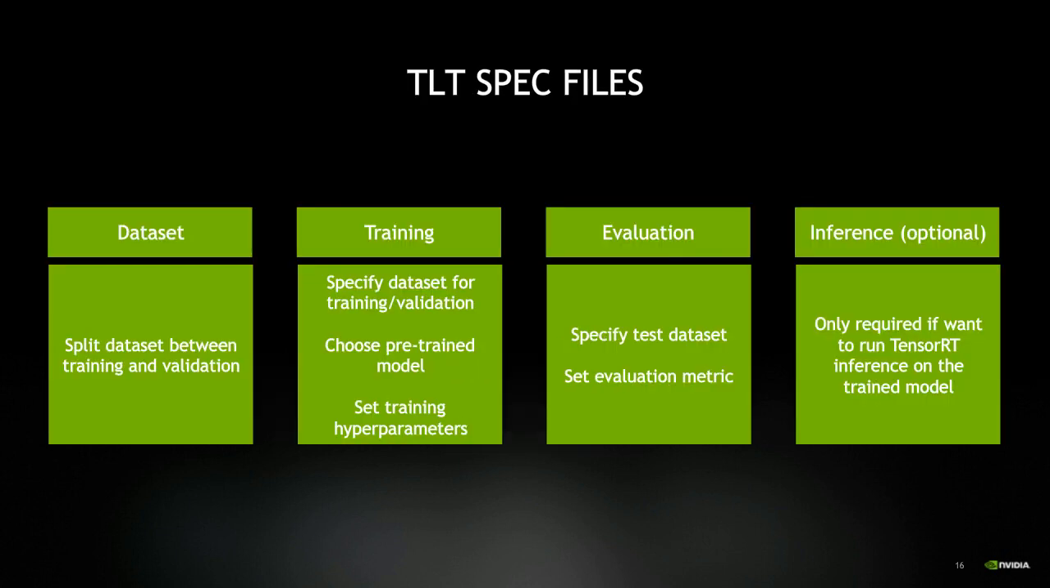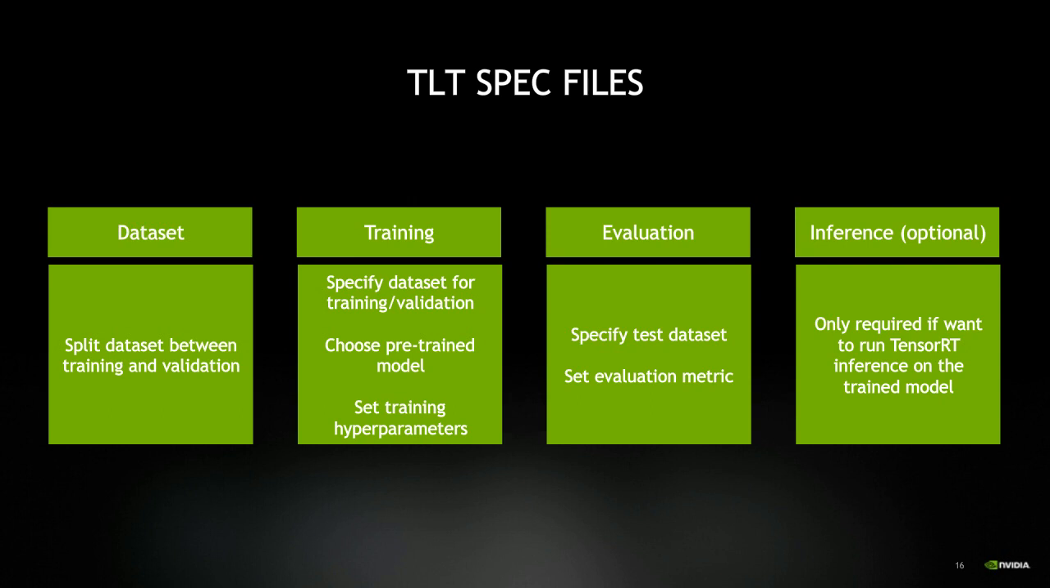TLT is a zero-coding framework that makes it easy for anyone to get started. Developers do not have to learn about deep learning frameworks or have to do any coding. TLT is configured using simple protobuf spec files, which can be used to specify datasets, training hyperparameters, evaluation KPI, and inference. The dataset spec file helps with loading the data, splitting the dataset between training and validation. The training spec file offers configuration parameters to select which dataset to use for training, which dataset to use for validation, which pre-trained model architecture to use, which hyperparameters to tune, and other training options.